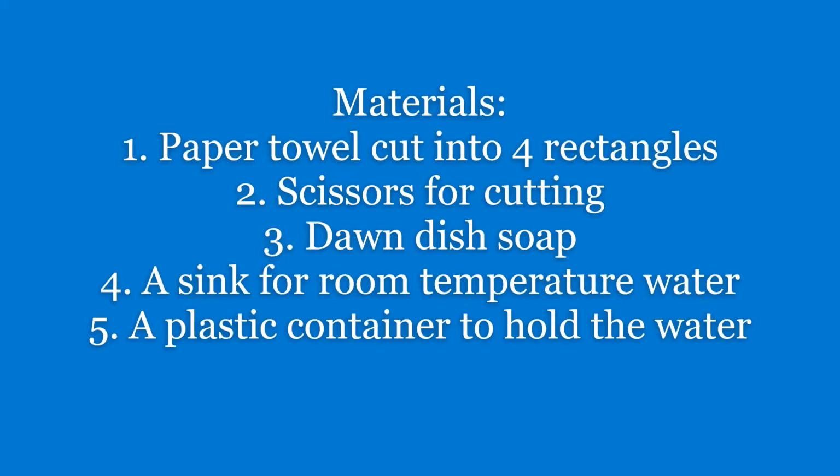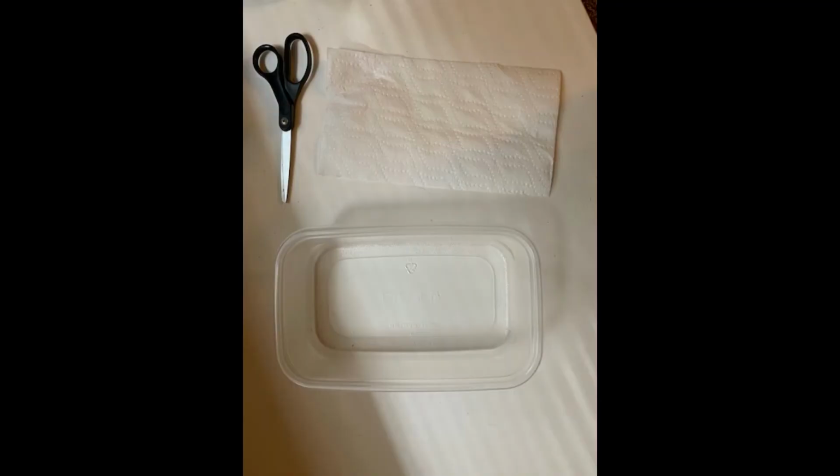Now on to our experiment. The materials today will be the paper towel cut into 4 rectangles, scissors in order to cut those 4 rectangles, Dawn dish soap in order to change the environment of the room temperature water, a sink in order to pour the room temperature water, and a plastic container in order to hold that room temperature water.